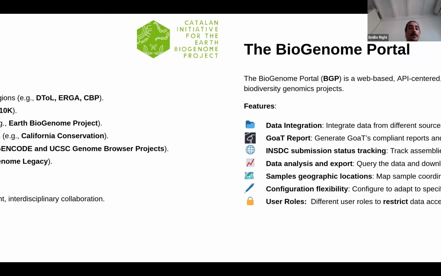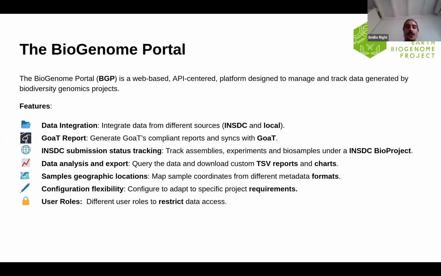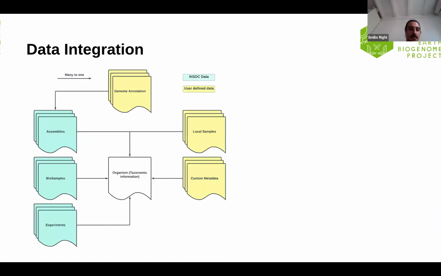That's why in my lab we developed the Biogenome Portal, a web-based, API-centered platform designed to manage and track data generated by biodiversity genome projects. Here are some of the features that the Biogenome Portal, or BGP, has. The most important thing, which I will discuss in the next slides, is that it is possible to use this portal everywhere, locally or on private networks or on the internet, depending on the use case.